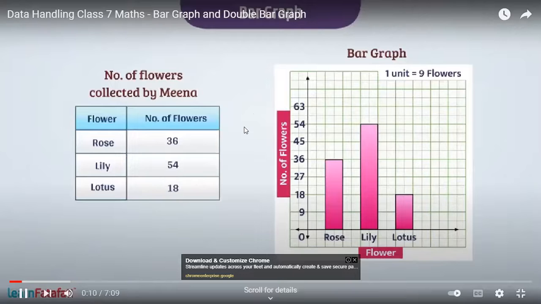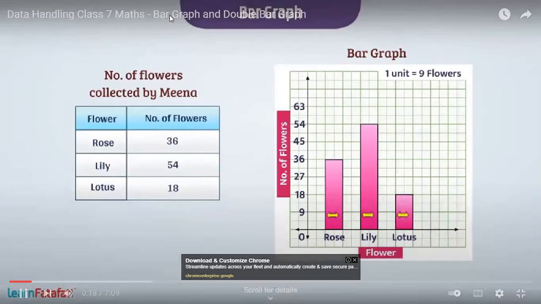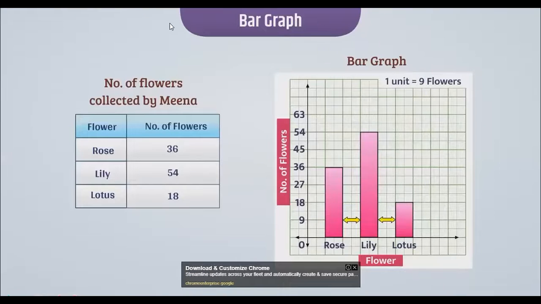Bar graph. Let's understand this with an example. In bar graphs, the data is represented in the form of bars of uniform width, drawn horizontally or vertically with equal spacing between them. The length of each bar is proportional to the data which it represents. Let's understand this with an example.